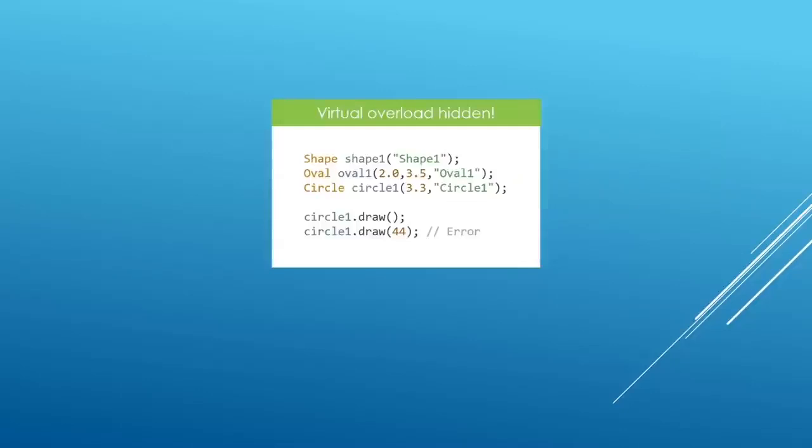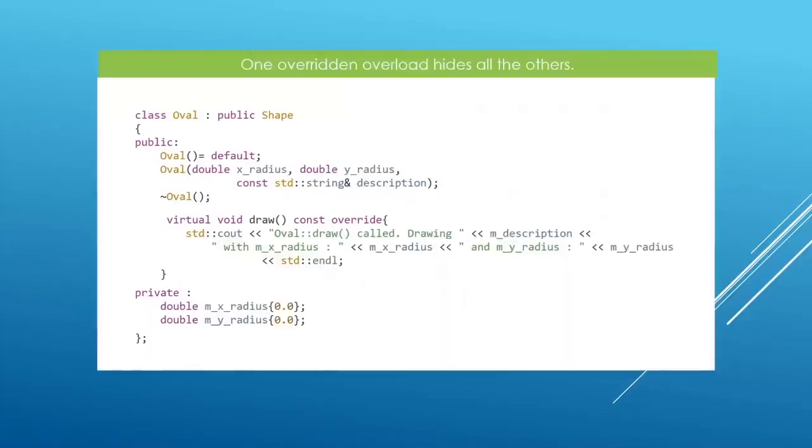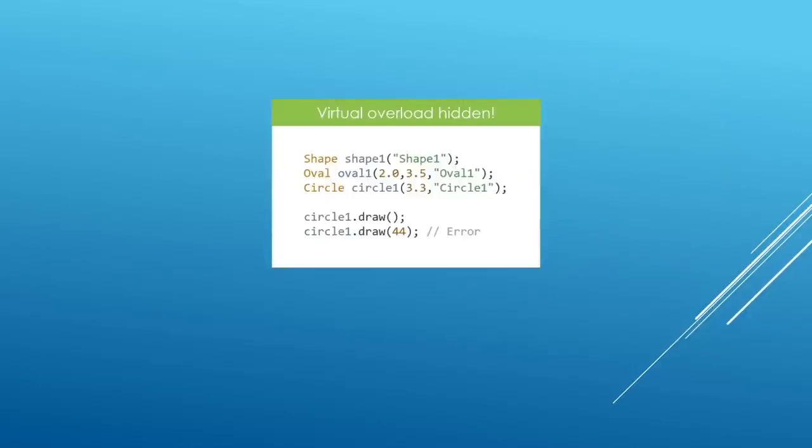So if we look at the example here, we're going to see that the draw call without a parameter is going to work because this is overridden in our oval class. But if we call the one which takes a parameter, this is going to be hidden at the oval level, and we won't have access to that in circle. And if we're trying to call this, we're going to get a compiler error. Again, the message is, if you override one overload of your virtual functions in the base class, all the other ones are going to be hidden, and you have no choice but to explicitly override them for them to be available and usable in downstream classes. This is the message I want to convey here.